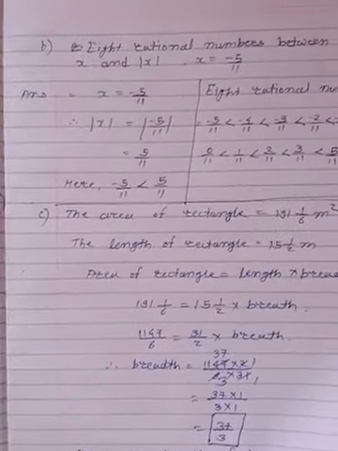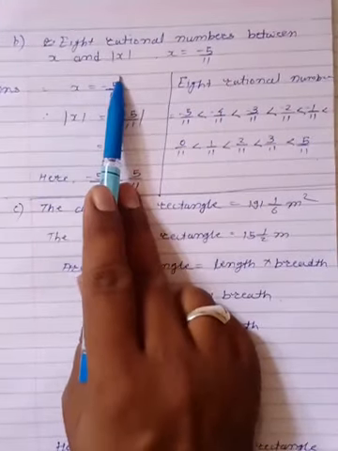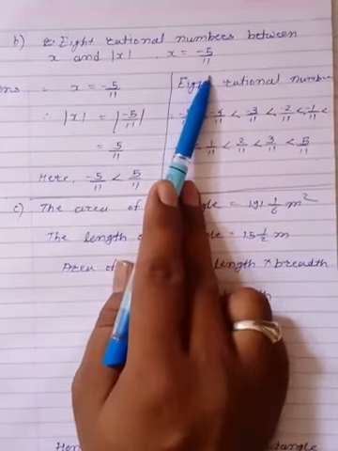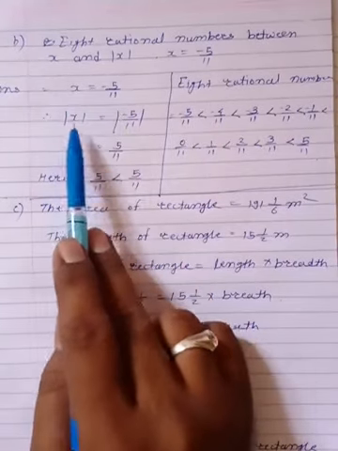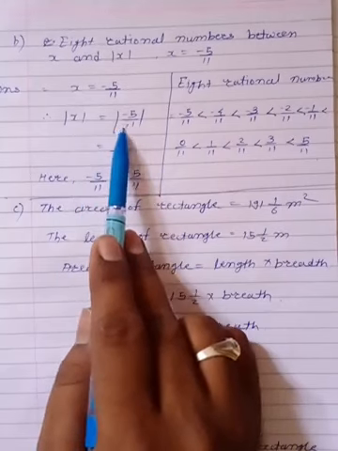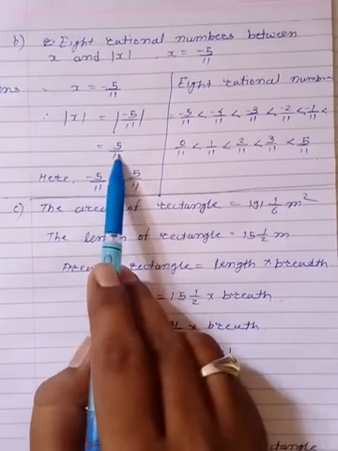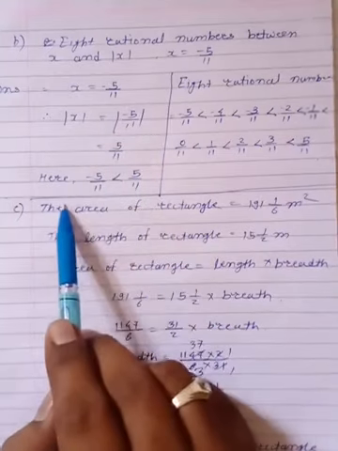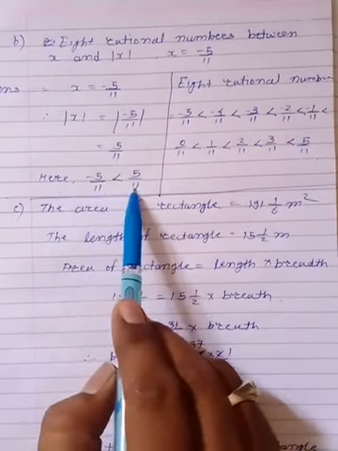The next question is, 8 rational numbers between x and the absolute value of x, and x is given as minus 5 by 11. So now, student, x is equal to minus 5 by 11, and the absolute value of minus 5 by 11 will be 5 by 11. Now we have these two rational numbers, minus 5 by 11 and positive 5 by 11, and we need 8 rational numbers in between them. Here we can say negative is smaller than positive, so 8 rational numbers we can show in between.